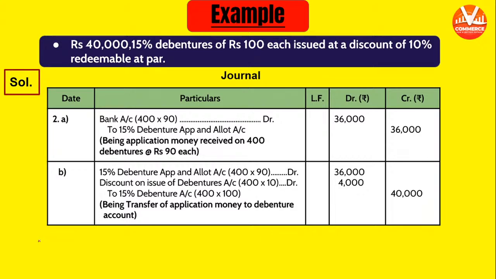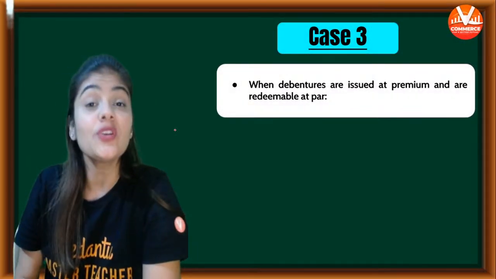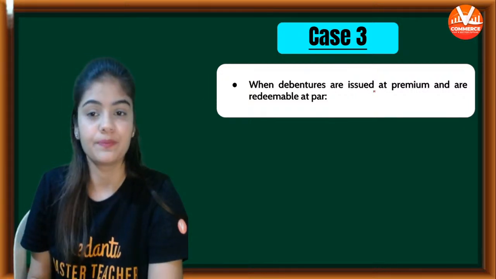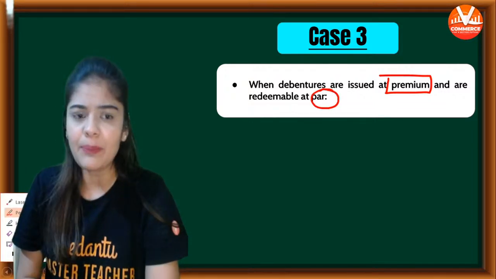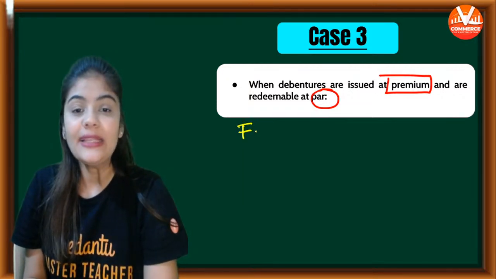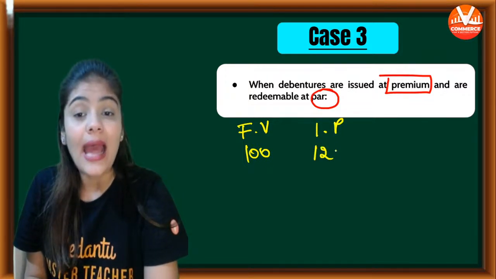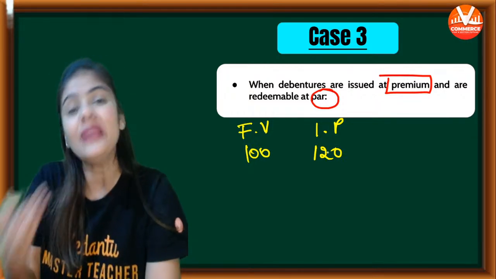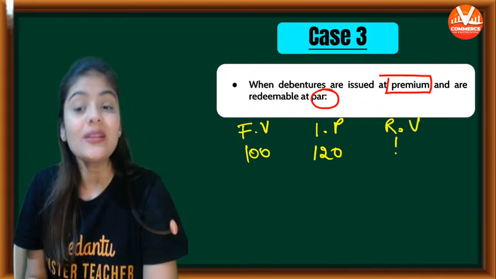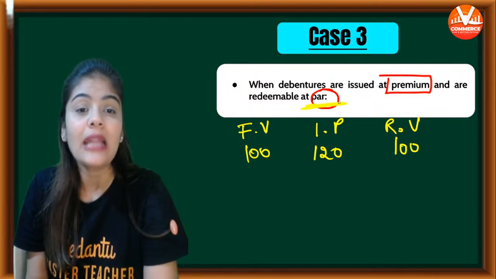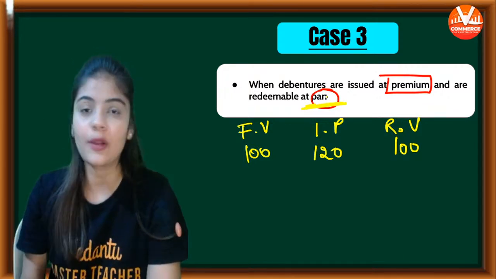Okay. Now moving on to our third case. The next case that we have is when debentures are issued at premium and they are redeemable at par. So let's take an example of this also. The face value is rupees 100. The issue price is 120 because they are issued at premium. So issue price will be more than the face value. And the redemption value is 100 because they are redeemable at par. So issue price 120, redeemable value 100 rupees.